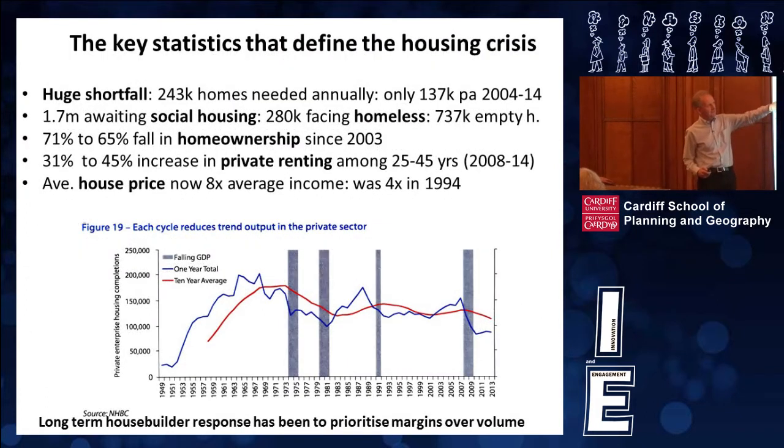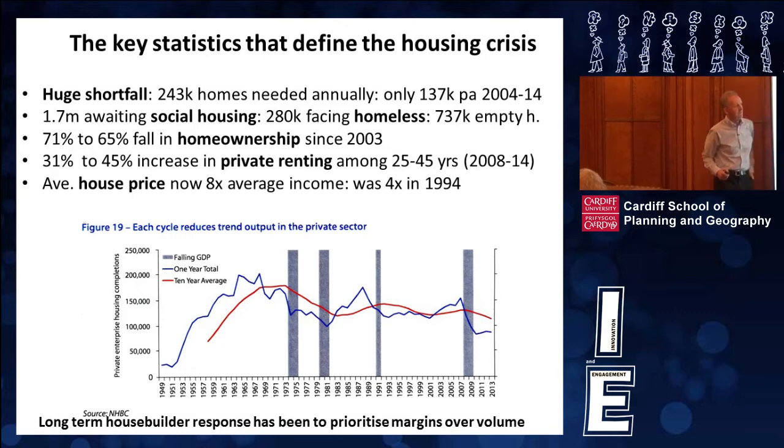And then the key statistics which define the housing crisis. We have a huge shortfall: 243,000 we need, only 137,000 per annum being built between 2004 and 2014. And part of that, of course, is because of the recession, but it's not entirely due to that. A long social housing waiting list of 1.7 million, 280,000 facing homelessness. This morning's paper had that figure.